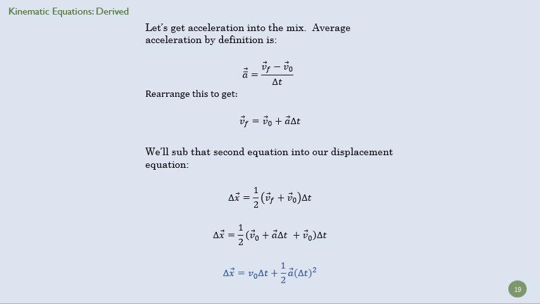Let's then throw acceleration in there. We define average acceleration as this, which is the total change in velocity divided by the total change in time. If we rearrange that, so I'm going to multiply by delta t and bring that to this side, and then add v naught to bring it to the other side, we end up with this equation, which tells us essentially that our final velocity is our initial velocity plus the change in velocity created by our acceleration.